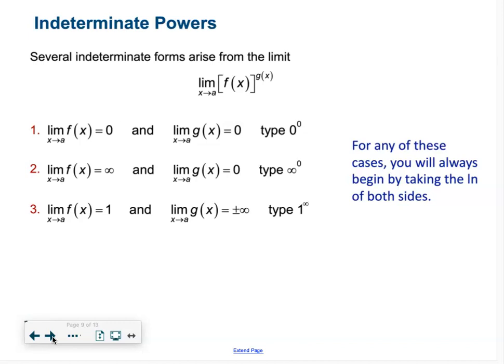Because we don't know. Is 0 to the 0 equal to 0, or is it 1? How do we know? Well, when we're doing a limit, it could go either way, or it could even go to different numbers. So that's why we're going to use logs in order to evaluate these limits when you have something to a power.